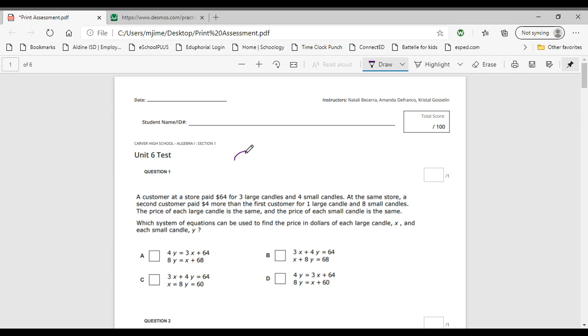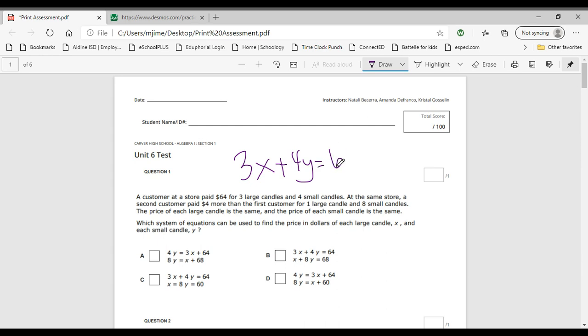So I'm going to write the first equation for you, 3X, because it says 3 large candles. How do I know that it's plus? Because they're paying for something. If they're paying, that means that you're adding everything that they're buying. And then it's 4Y because the Y is the number of the candles, and that equals 64.